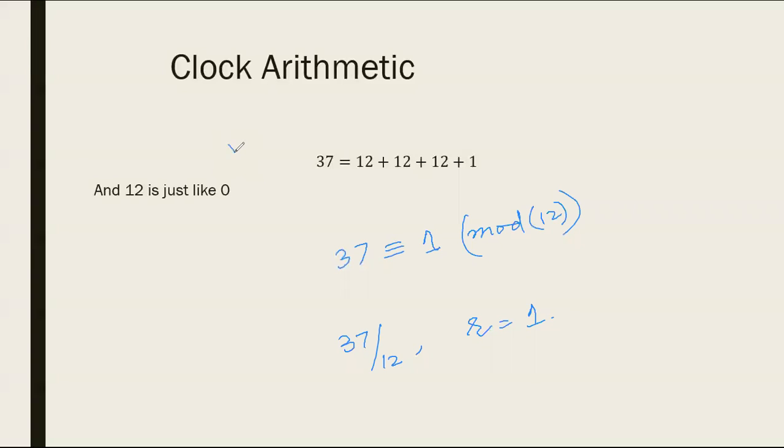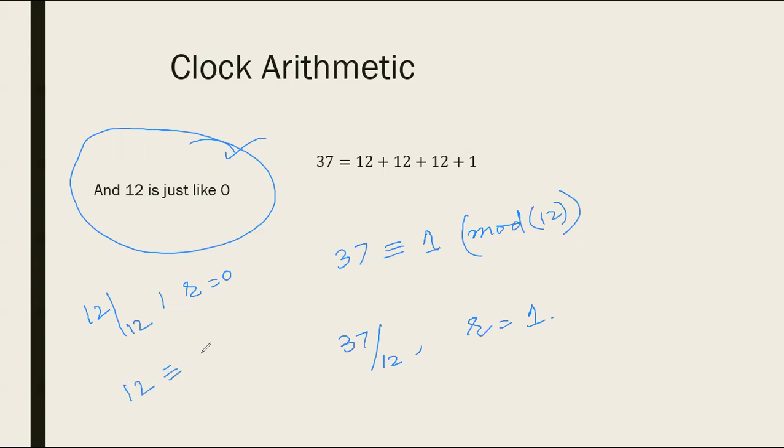If I'm saying here that 12 is simply equal to 0, it's on mod 12. So I'm simply saying that when you divide 12 by 12, the remainder is 0. So in modular form, I would say that 12 is equivalent to 0 under mod 12, right?